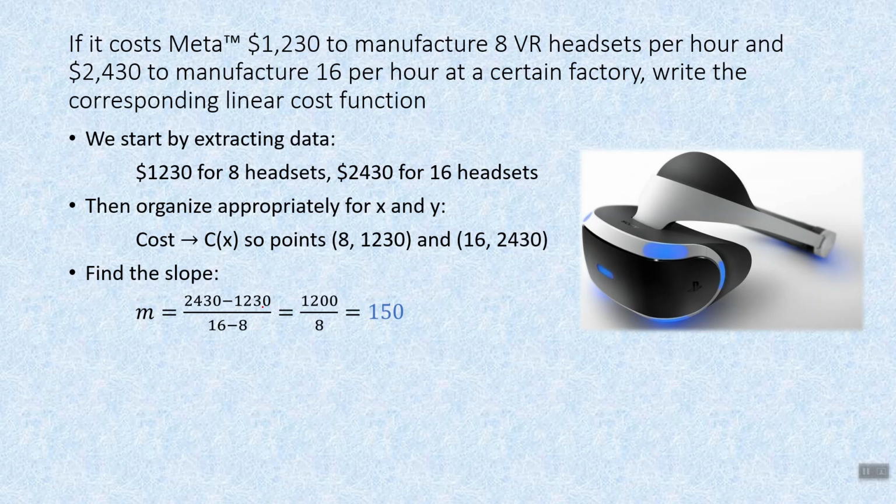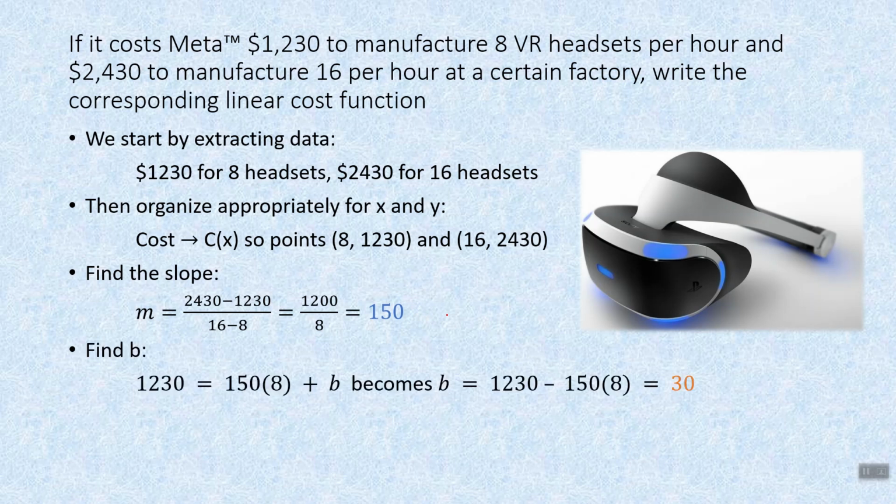2,430 minus 1,230 is 1,200. 16 minus 8 is 8. And when we do the division, we'll end up with 150. What does this mean? Think about it. In the numerator, we have costs. This denominator is headsets. This is cost per headset. All right, let's keep that in mind.